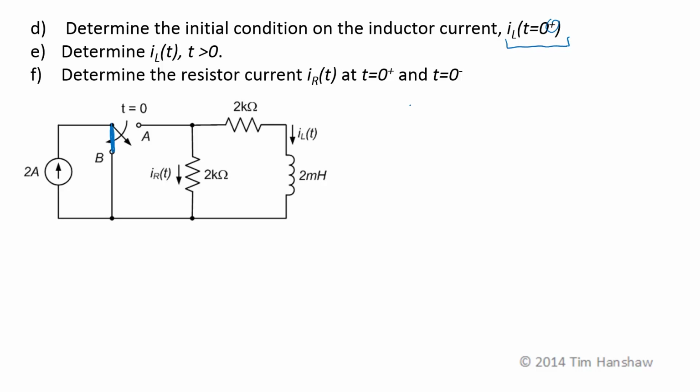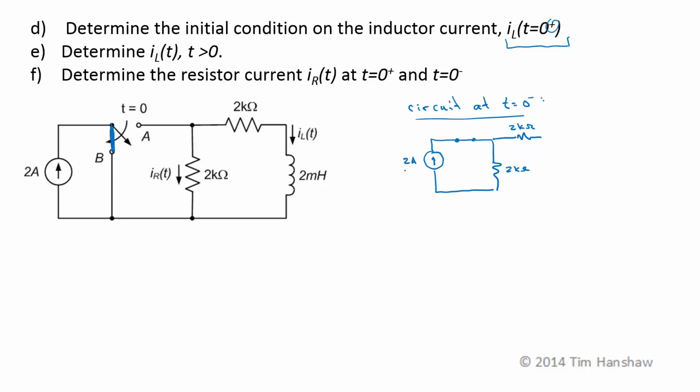So if we set up the circuit at t equals 0 minus, just before the switch moves, our 2 amp source is connected to the inductor through this switch. There's a 2 kilo ohm resistor here. There's a 2 kilo ohm resistor here. And now we'll assume that the switch has been in position A for a long, long time.